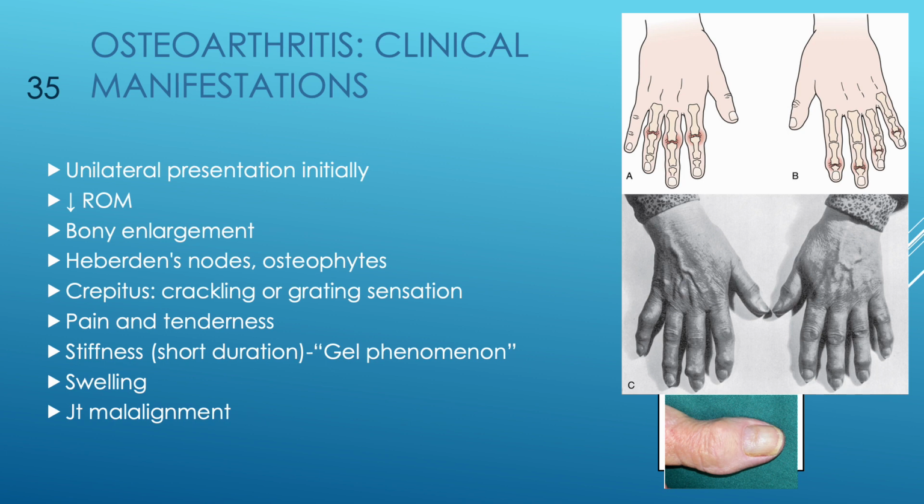Clinical manifestations: unilateral presentation initially, decrease in range of motion, bony enlargement, Heberden's nodes or osteophytes, crepitus, which is a crackling or grating sensation, pain and tenderness, stiffness for a short duration, swelling, and joint malalignment.